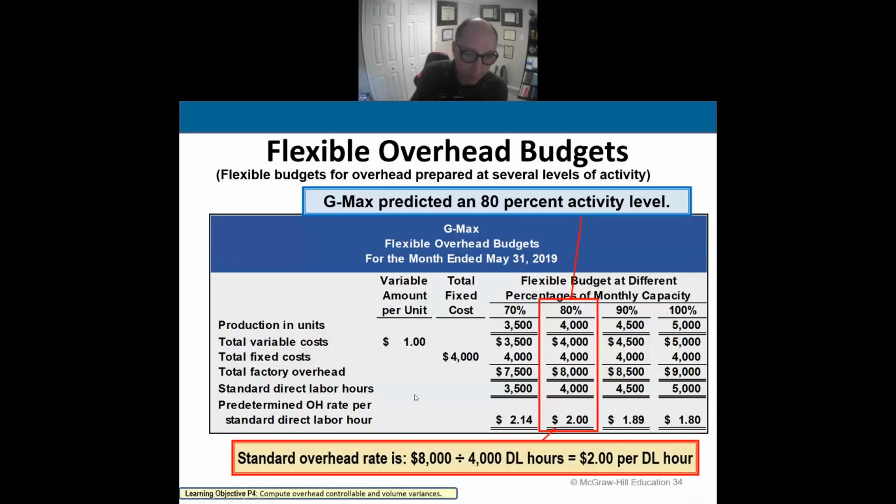How do we find that? Well, the standard overhead rate is 8,000 divided by the 4,000 direct labor hours. You get $2 per direct labor hour of overhead.